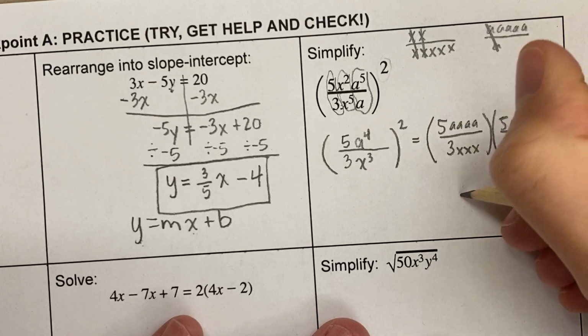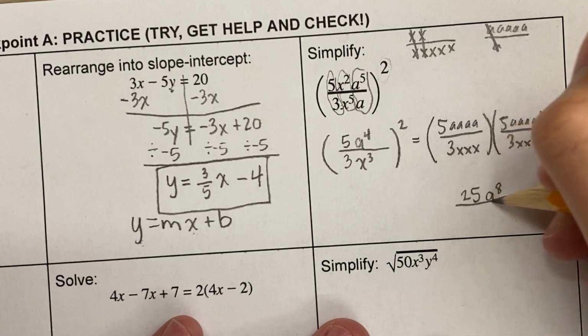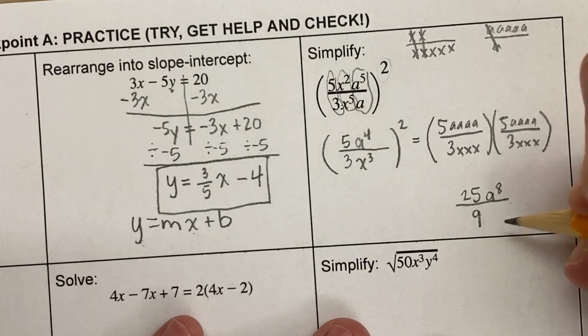So 5 times 5 is 25. This is 8 a's being multiplied. 3 times 3 is 9. X times x times x times x times x, that's 6 x's.